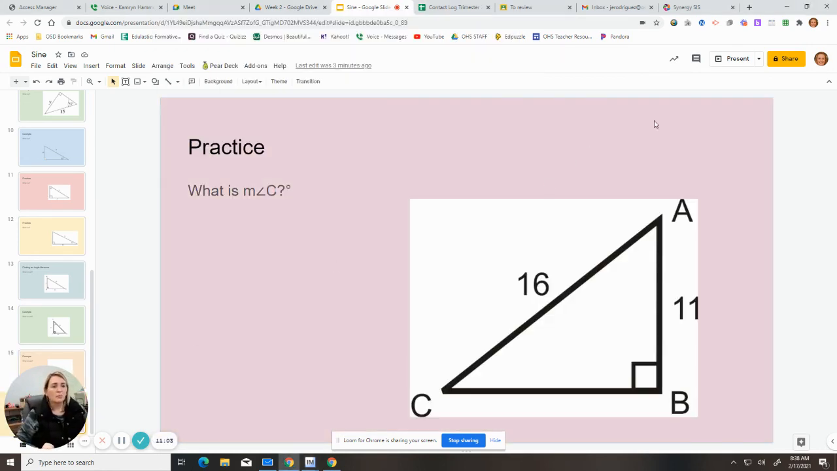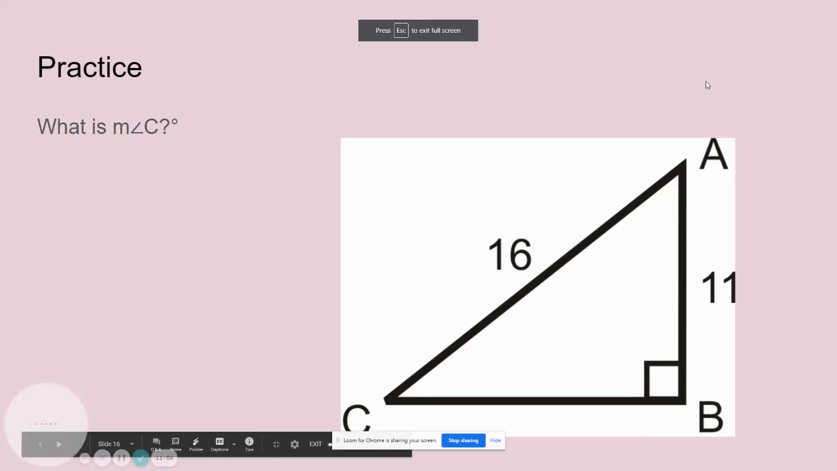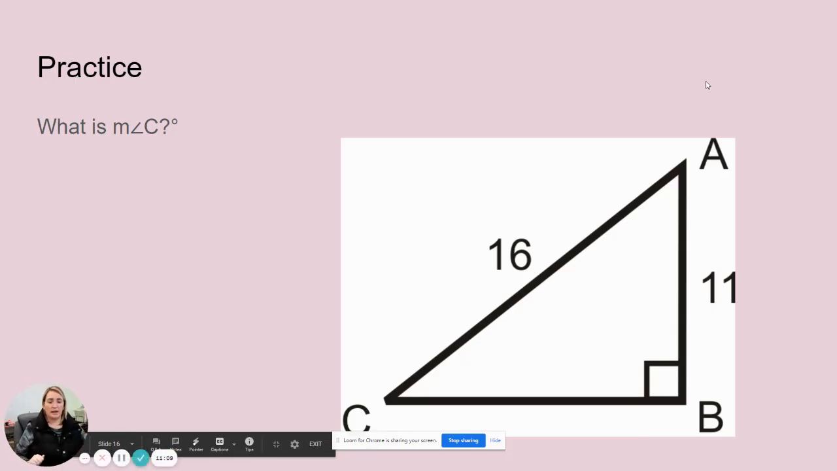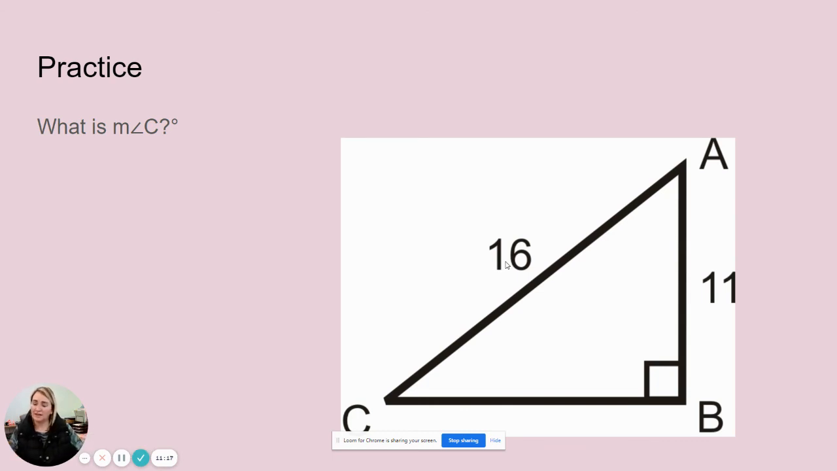So you guys are going to practice this very last one, and then that is all the new stuff that we got for sine. So go ahead and find the sine of angle C with your opposite and hypotenuse. Make sure you're using the inverse sine for that degree.